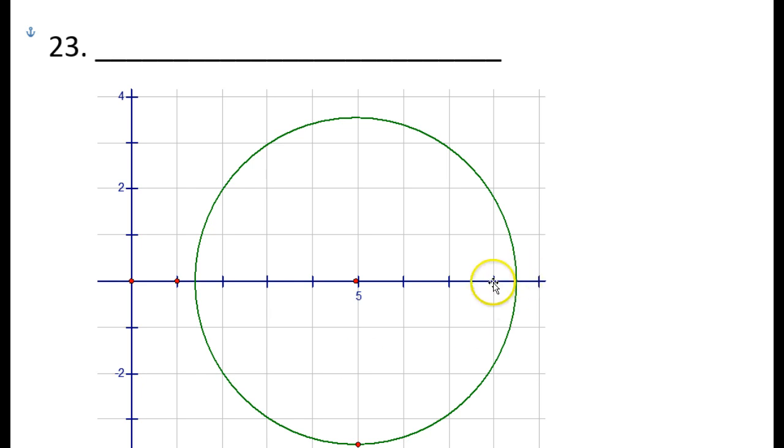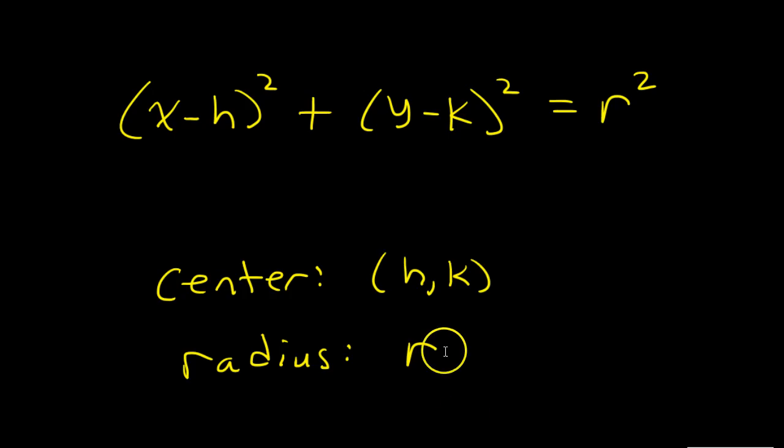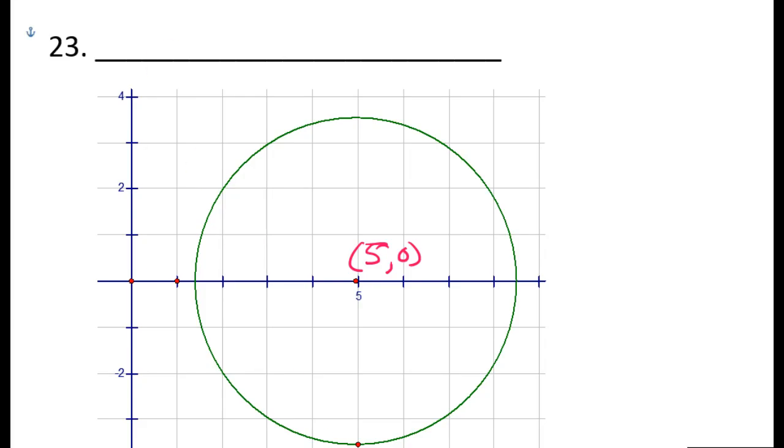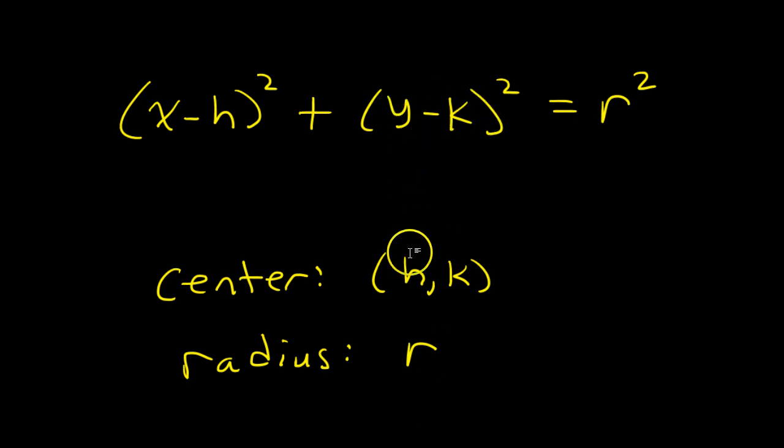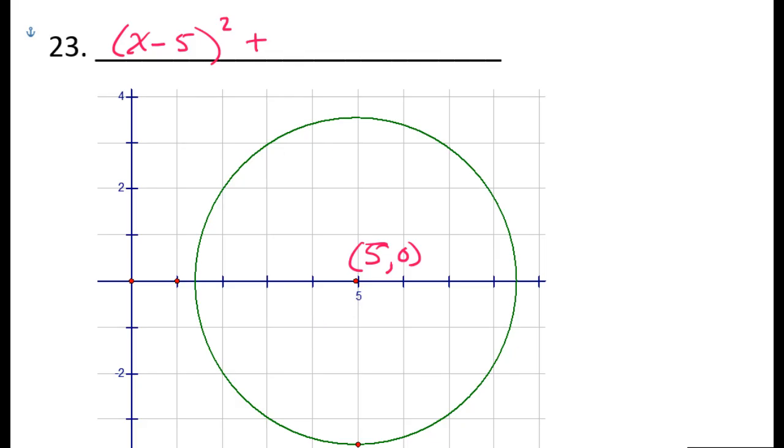I'm going to assume that this is right in the middle of the square. So the center is the point 5, 0. According to the model, I should be able to put the coordinates of the center here and here. So that means I'm going to have (x minus 5), the opposite of this, squared, plus, now because of the 0, if I do y minus 0, that's just y. So I'm just going to have y squared is equal to.